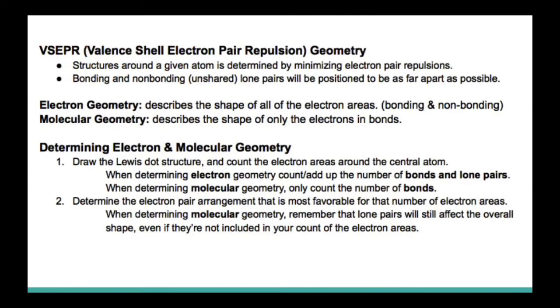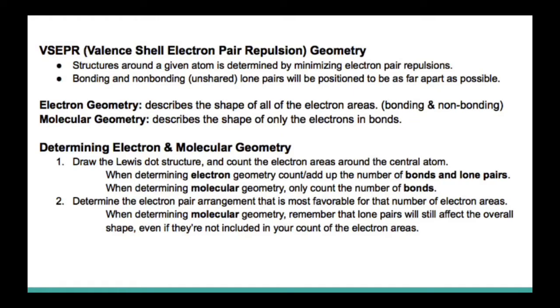So, first things first, what is VSEPR theory? Well, VSEPR is an acronym that stands for valence shell electron pair repulsion. And while that might seem like a lot, all that means to us is that the valence shell electrons, really just any electrons, are going to be repelling each other.